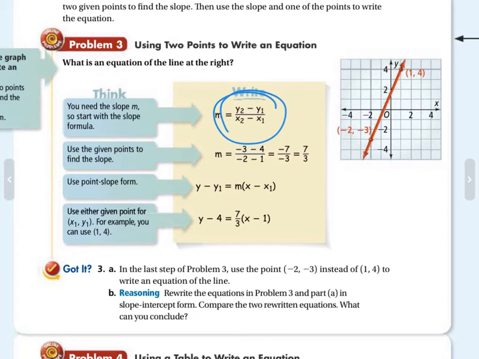And then you go back and you take one of those 2 points. It doesn't matter which one. And you plug those back into your point slope formula, and then just throw the slope on the outside.